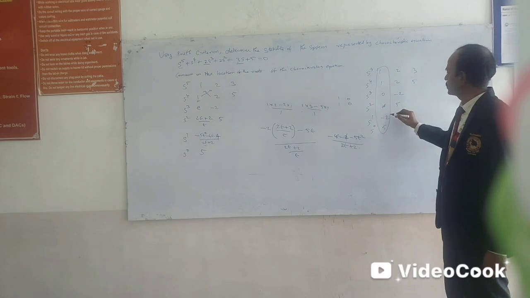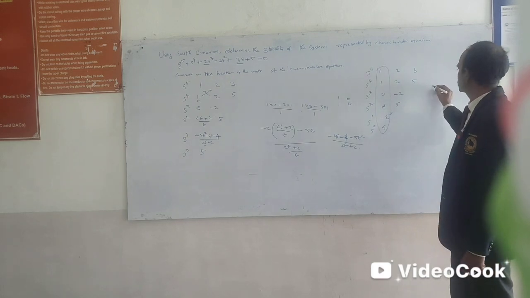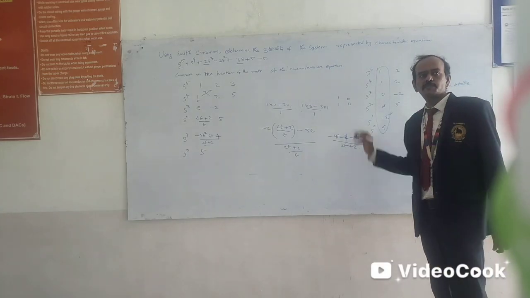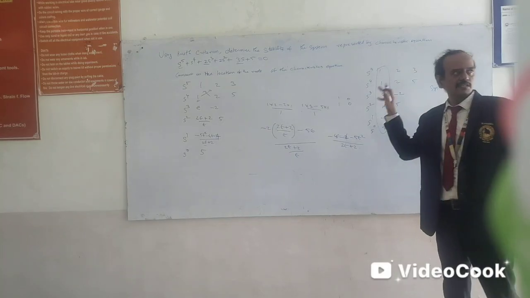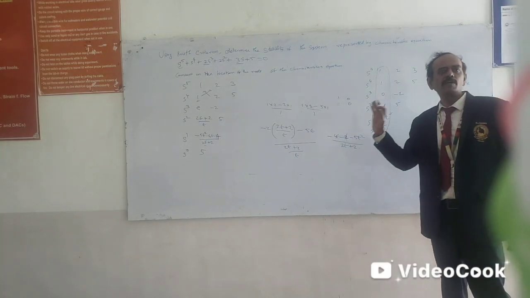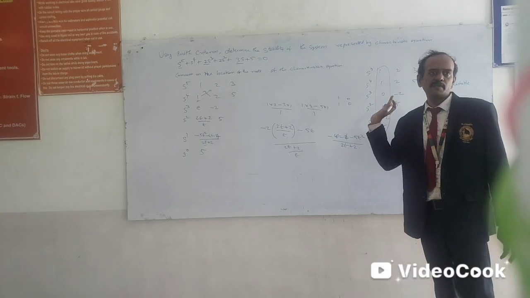So we have the 0 sign. The 0 sign indicates the system is unstable. Since there is a 0 term present in the first column of the Routh array, therefore the system is unstable. Then how can I identify how many roots lie on the right half of the s-plane?